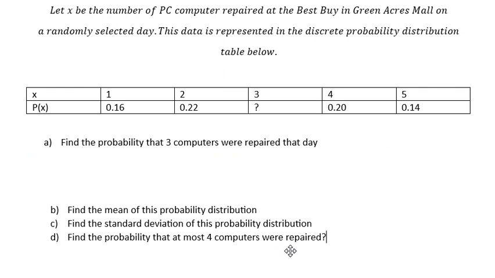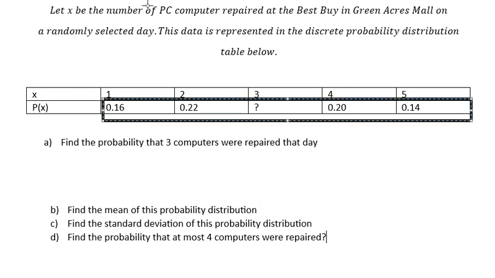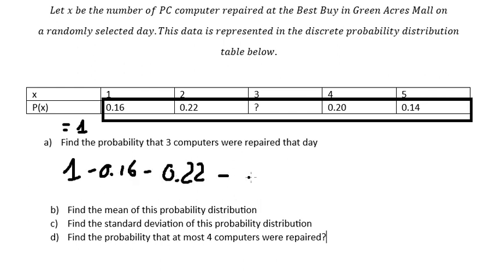Question 8. We want to find the probability of 3 computers. We know that the sum of all of them in here should be equal to the number 1. So we use the number 1 in here and we need to minus 0.16, minus 0.22, minus 0.2, minus 0.14, and we can find the question mark, and that is 0.28.